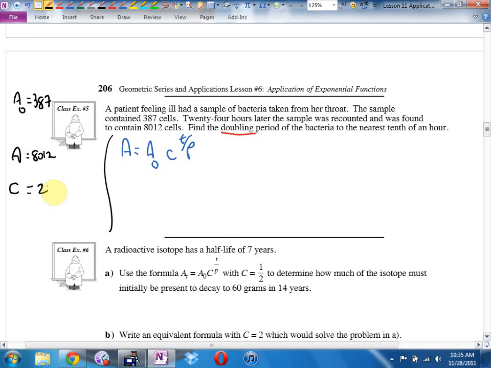So the equation that I'm going to end up solving, kiddo, is 8,012 equals 387 times 2 to the 24 over P. What am I going to do first before I do anything else? Divide by? Okay. You get 20.7028 and so on. I'll write 20.7, but I'll use my answer button on my calculator.